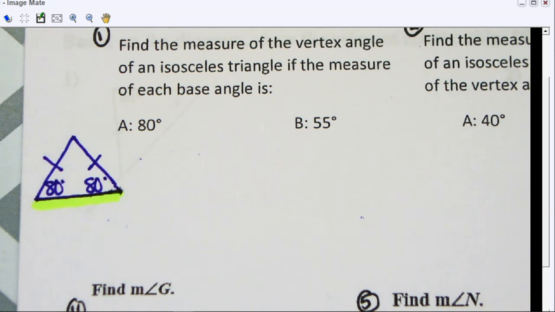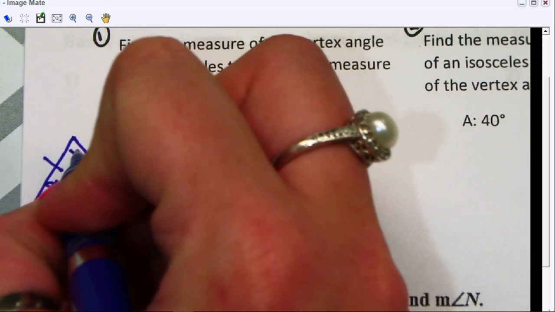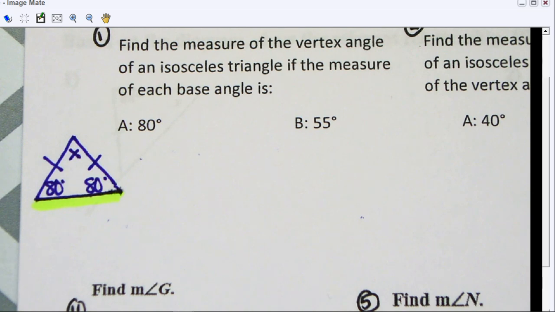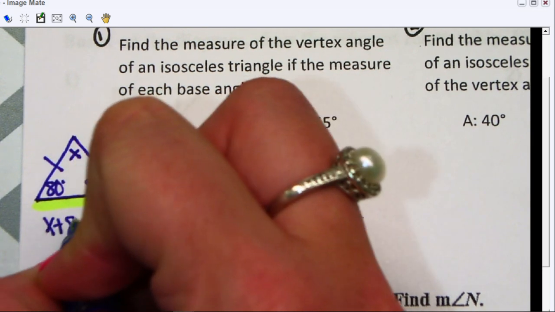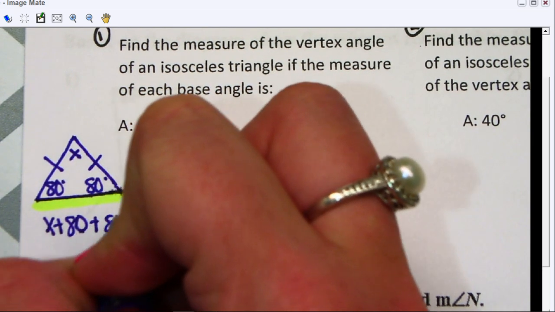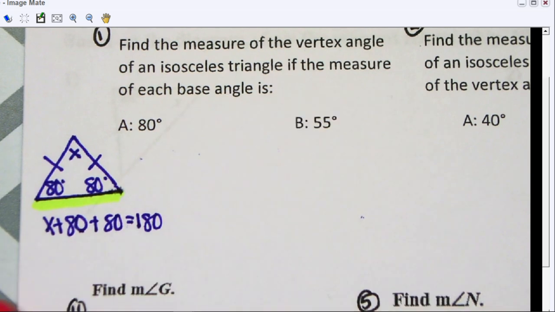How do we solve for the vertex angle, which is that top one? Add together. Yep. Add them up, subtract from 180. Exactly what we spent a long time doing. All right, so let's build an equation. I'm going to put an x here. So if I want to build an equation, what 3 angles should I add together? All 3 of them. x plus 80 plus 80 equals 180.